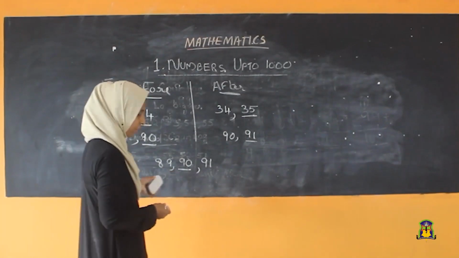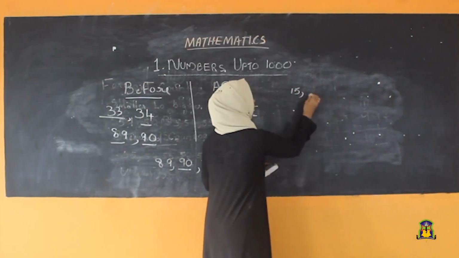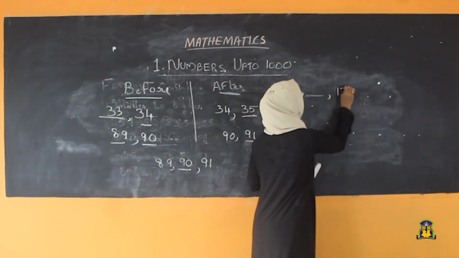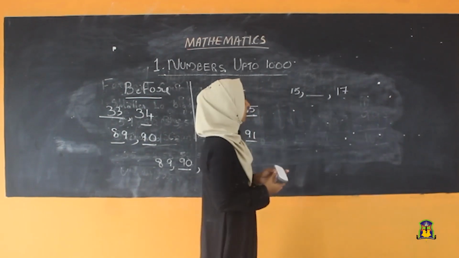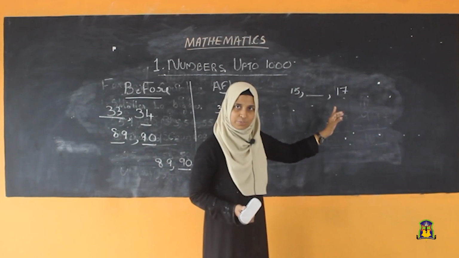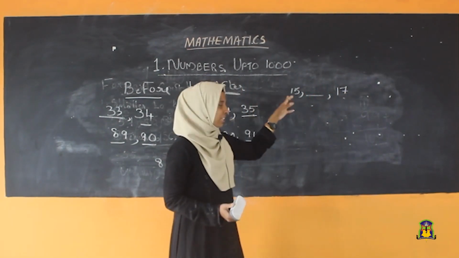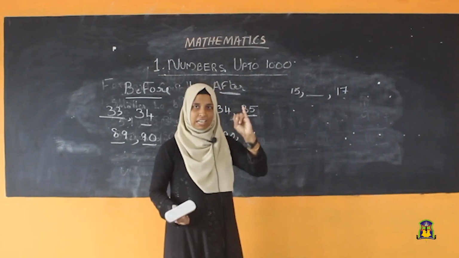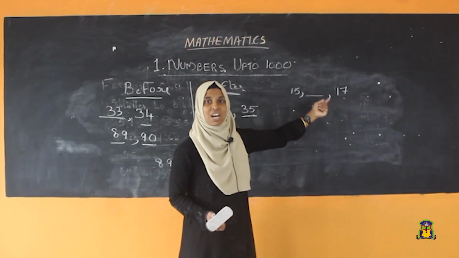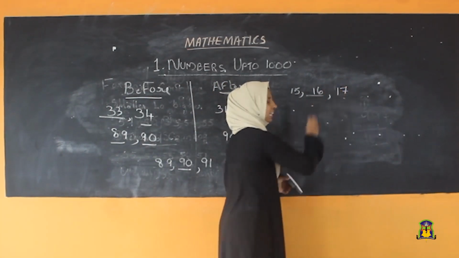Okay, let's do one more example. 15, dash, 17. See here, we want to find the number which is after 15 and before 17. Count from 11, 12, 13, 14, 15. Then comes 16. Then only comes 17.